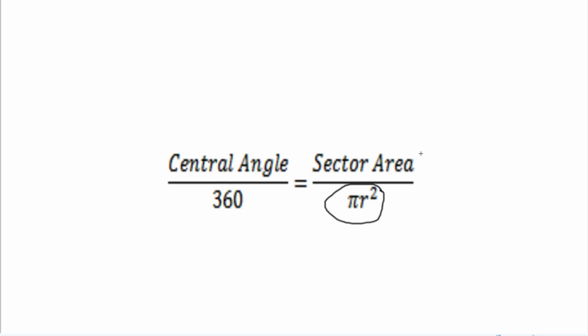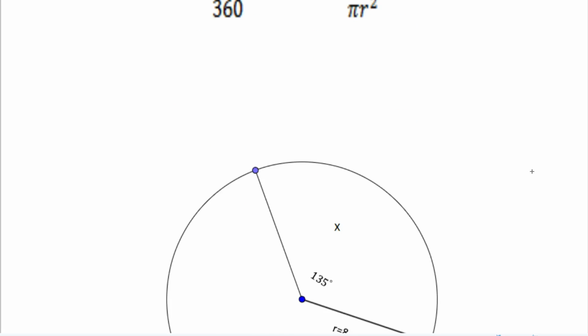The sector area is the area of the circle that you are trying to solve for. And the central angle is the angle inside the circle that creates the area you are trying to look for. Let us try it out for ourselves.